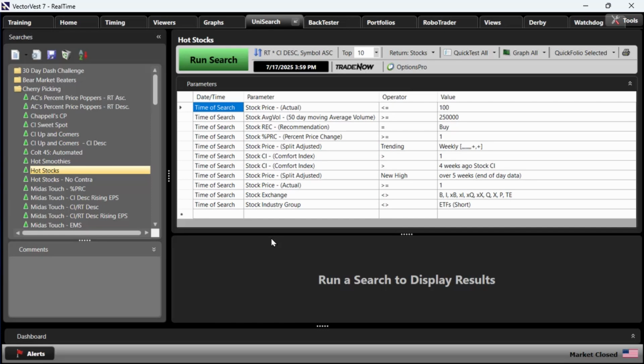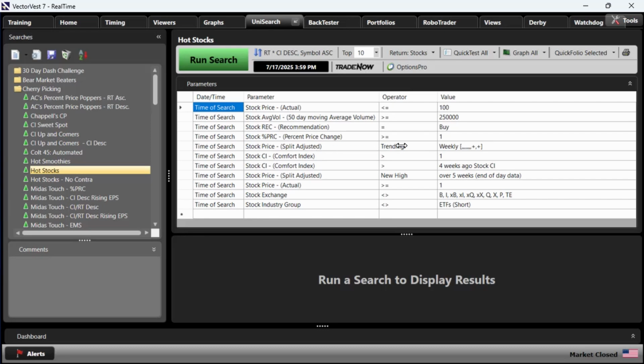Here's the search. Let's go through the parameters. Stock price less than $100. Average volume, 50-day moving average greater than 250,000 shares. Just some general price and volume restrictions. We want the recommendation of the stock to be a buy. We want the percent price change to be greater than or equal to 1%, meaning when we run the search, we want the stock to have gone up that day by at least 1%.